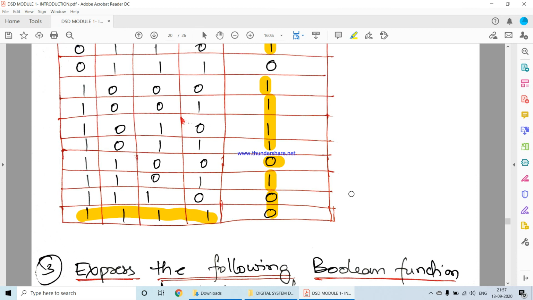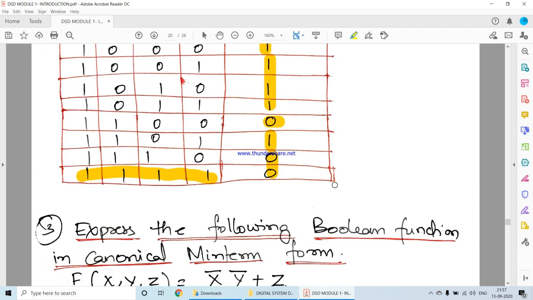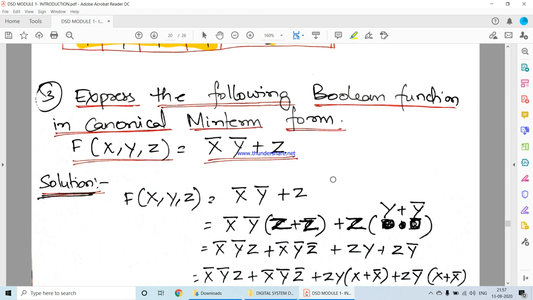So here in max term, the normal entry is 0, whereas 1 is the complemented way. Okay. Now the next question is, express the following Boolean function in canonical minterm form. Canonical minterm form. So I told you, when I have canonical minterm form, all these product terms should always have all three variables.